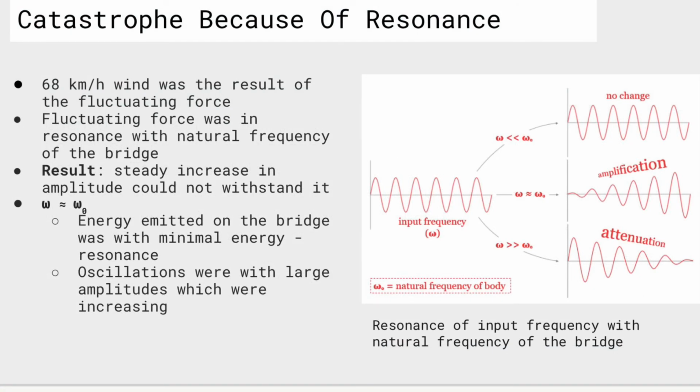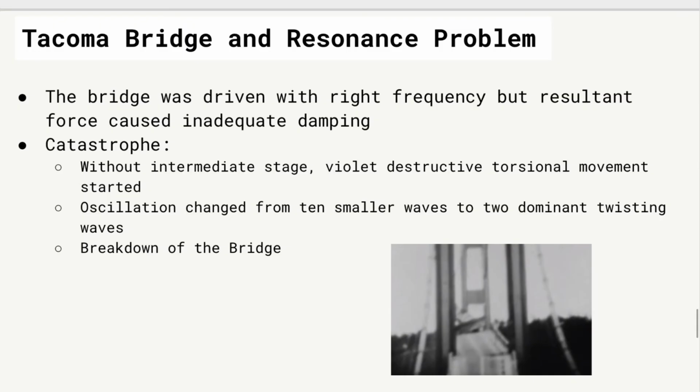A 68 km per hour wind produced a fluctuating force which was in resonance with the natural frequency of the bridge. The following resulted in the resonance phenomena, and its amplitude was increased. Because the angular frequency was equal to the natural frequency, energy emitted on the bridge was of minimal energy, and the result were oscillations with large amplitudes which were increasing. On the graph on the right, you can observe how the resultant amplitude changes where angular frequency is not equal to the natural frequency.